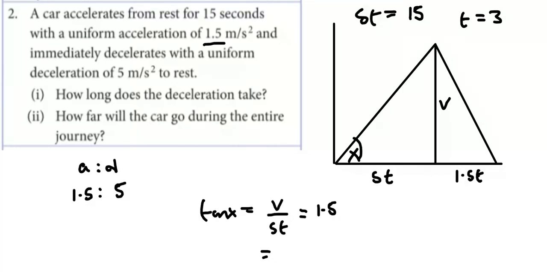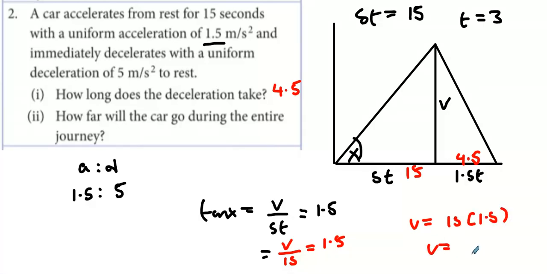So this is going to be 15 seconds, and what's 1.5 times 3? 4.5, okay? That's great. How long does deceleration take? We already have it, don't we? What is it? 4.5 seconds, no worries. Now I'm going to sub out the t for the 15. Now what's 15 multiplied by 1.5? 22.5, no worries.